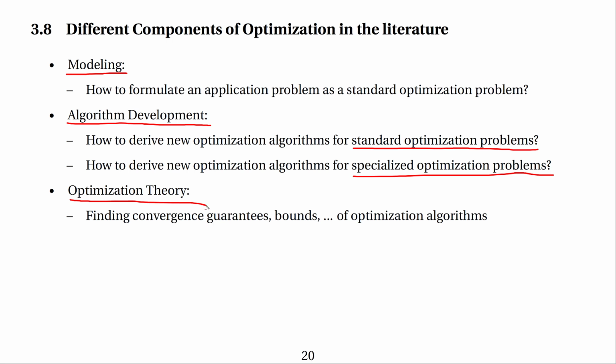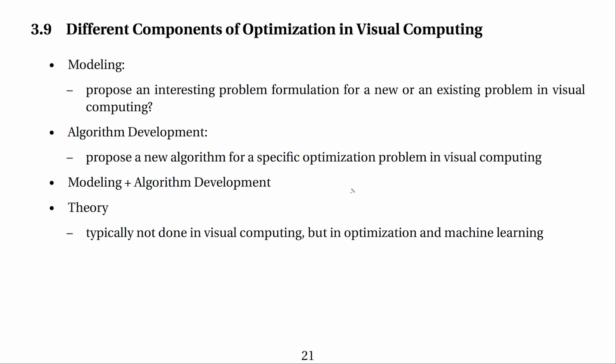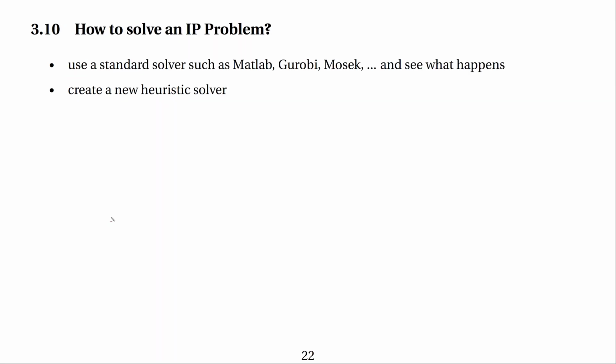Finally, I would identify theory, where we're talking about finding convergence guarantees, bounds, and so on of optimization algorithms. Again, if we look at this specifically for visual computing, then we can observe that people work on modeling, they work on algorithm development, they also work on modeling plus algorithm development together, but rarely do people work on theory in visual computing.